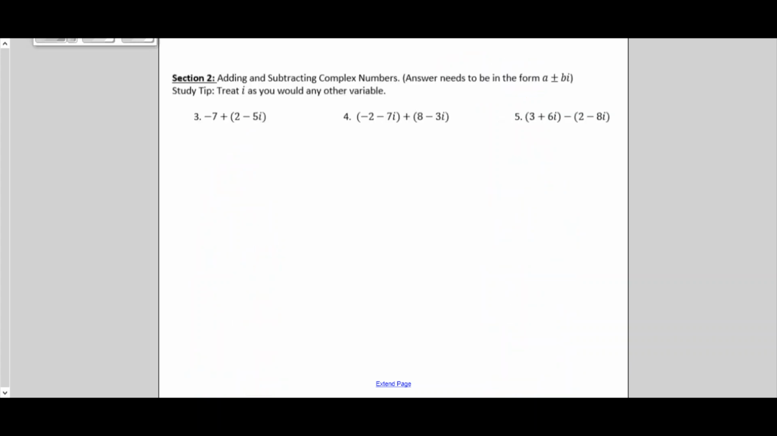So the next section is adding and subtracting complex numbers. And for adding and subtracting complex numbers, you're just basically combining like terms. So you really know how to do this already, because you should treat i just like you would any other variable. So let me show you some examples.